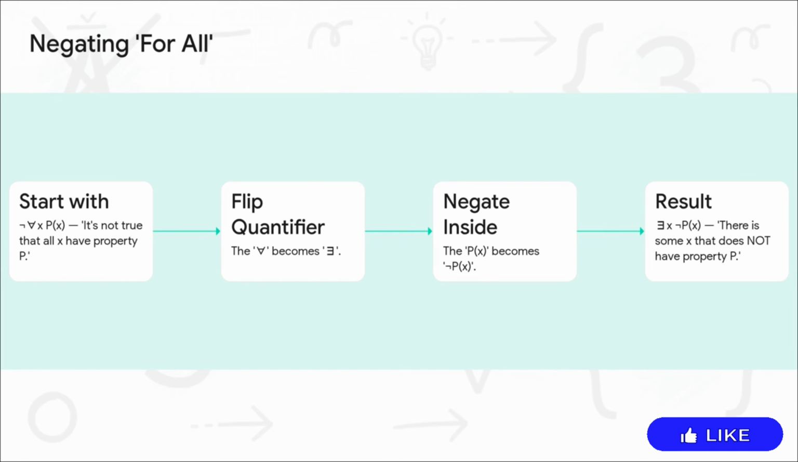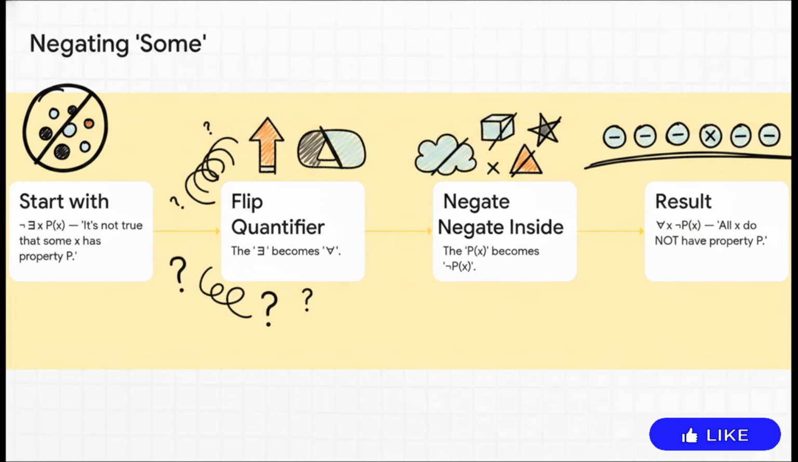So saying it's not true that every number is even is just a fancy way of saying there's at least one number out there that is not even. Once you see that flip, it just clicks. And what's really cool is that this works perfectly in the other direction too. If you want to say it's not true that there is even one even number, what are you really saying? You're saying that every single number is not even. The rule is consistent, it's powerful, and it just plain works.